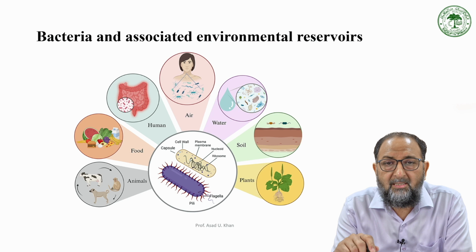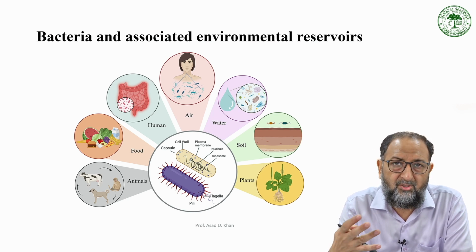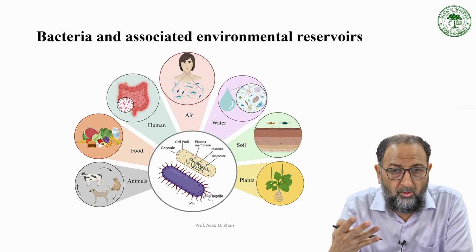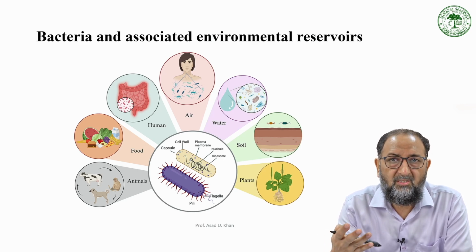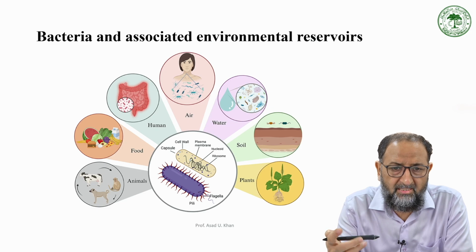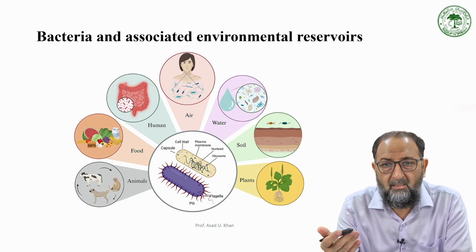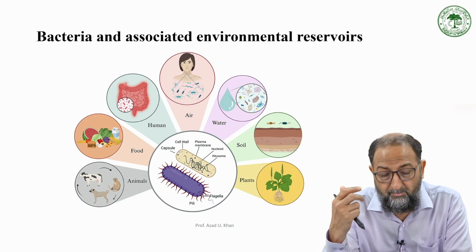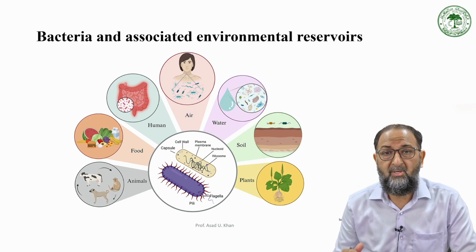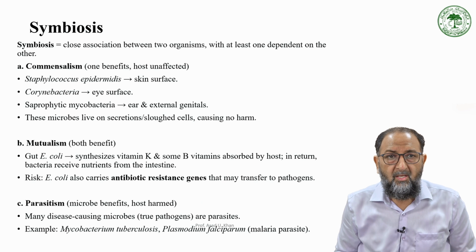Now, the bacteria and the associated environmental reservoirs. What are the different reservoirs where the bacteria persist, live, and colonize, but do not infect? They are not in an infectious state. These include animals, food, humans, air, the environment, water, soil, and plants. All the bacteria present in these entities use them as reservoirs.